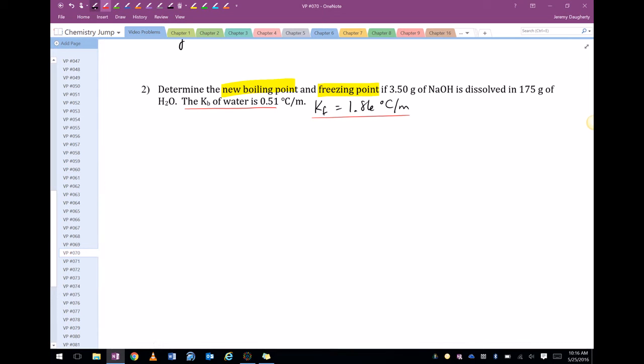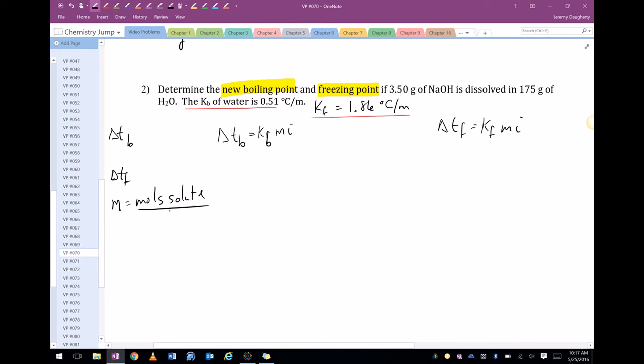Okay. So again, first I'm going to have to find the new boiling point or the new freezing point. But even before that, I'm going to have to find the molality, because I'm going to use this equation, delta TB is equal to Kb times m times i, and then I'm also going to use this equation, delta TF is equal to Kf times m times i. Right? But in each case I need the molality, and of course we know that that's moles of solute per kilograms of solvent.